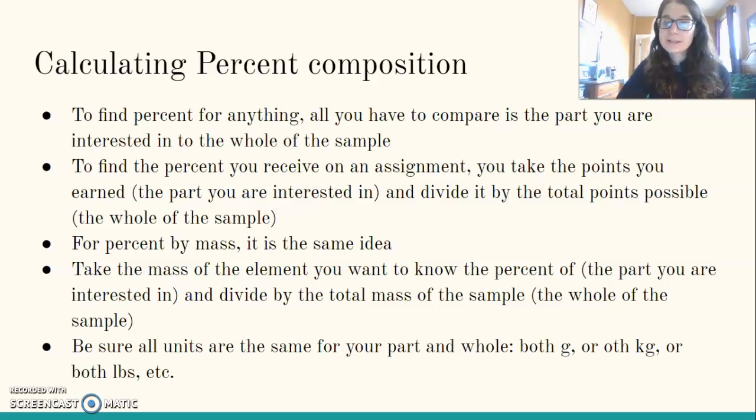Percent by mass is very similar, same idea. We take the mass of an element we want to know the percent of, that's the part we're interested in, and divide it by the total mass of the sample, the whole of the sample. There are 2 ways that you could be given this. You could be told how many grams of oxygen you have in X grams of a sample, or you could relate this to molar mass. So molar mass is going to be used here. Through that, you can also calculate the number of atoms in a sample.